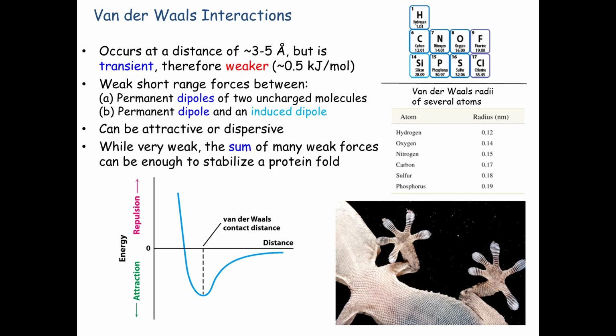And lastly, we have our van der Waals, which is the exclusion of water thing. They're just sticking together to stick together. And their distance is a little longer than a hydrogen bond, about 3 to 5 angstroms, and very, very weak, roughly 500 joules per mole, or half a kilojoule per mole. So a very tiny fraction of a covalent bond.